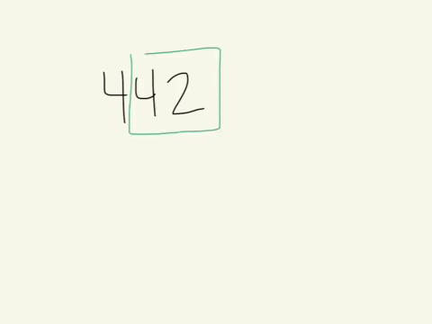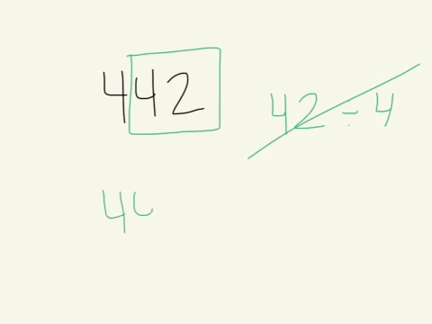If we were looking at a number such as 442, pardon me, I'll write that in black, 442. Again, we look at the ones and the tens place value. In this case, it's a 42. 42 is not evenly divisible by 4, and therefore 442 is not divisible by 4.